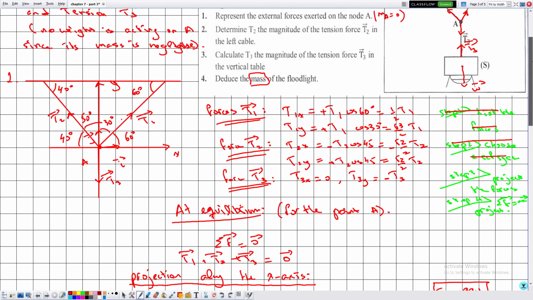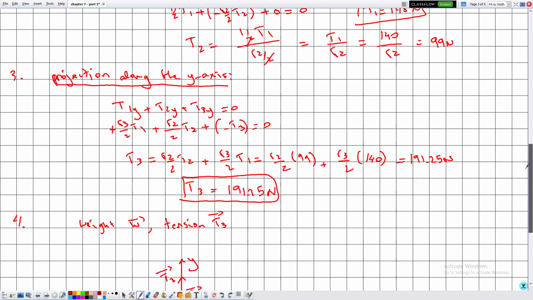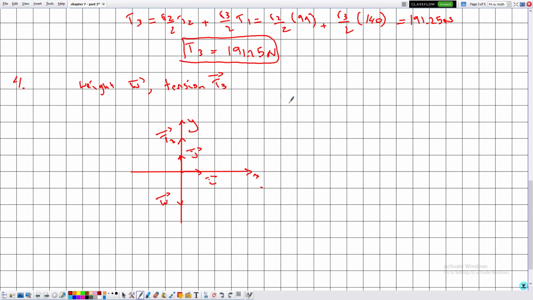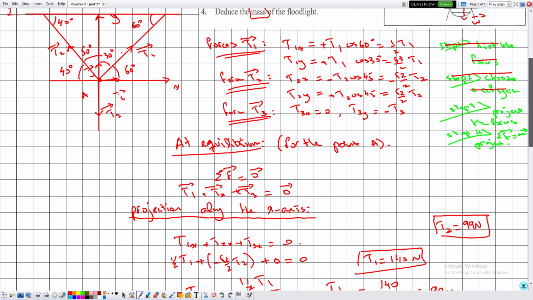Now we are done with step number 2. Now step number 3 is to project the forces. As for the force W, we have that Wx is equal to 0, and Wy is equal to minus W. As for the force T3, we have that T3x is equal to 0 and T3y is equal to minus T3. So we are done with step number 3, which is projection of the forces.